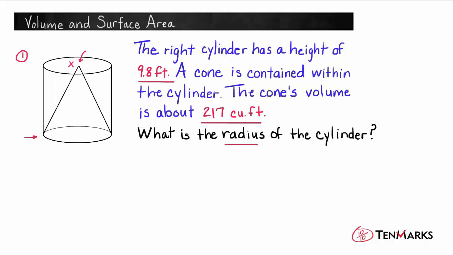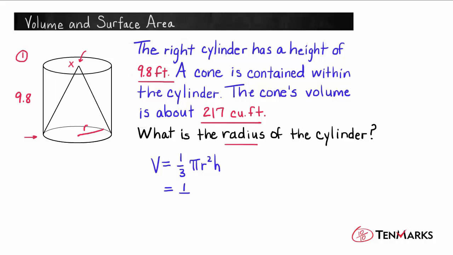Let's put our 9.8 feet over here on our diagram, and we're looking for this radius here. So I'm going to go ahead and mark that with an R. We know that the formula for the volume of a cone is 1/3 times the area of its base, which in this case is a circle, and all cones have a circular base. So that'll be pi r squared times the height of the total cone. And we've been given all of these values except the radius of the cone. So let's go ahead and fill those in.